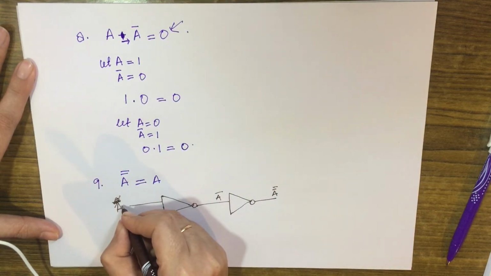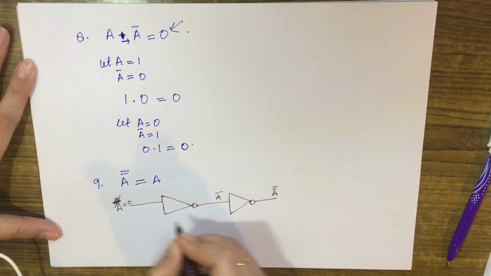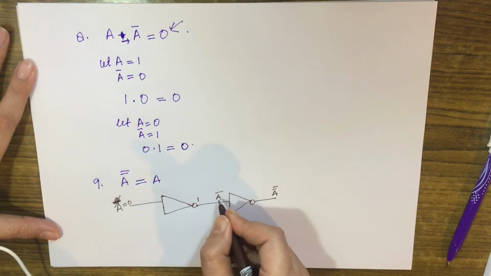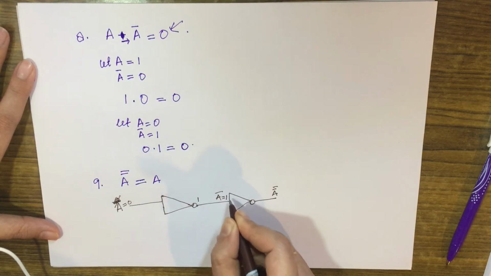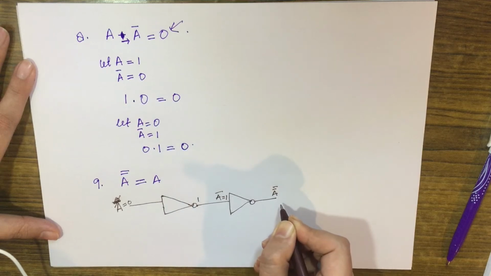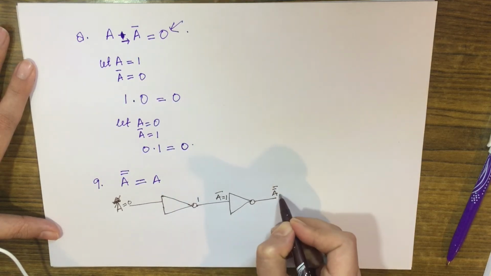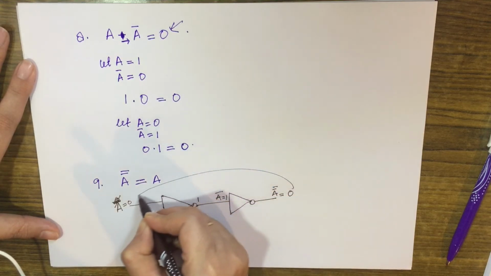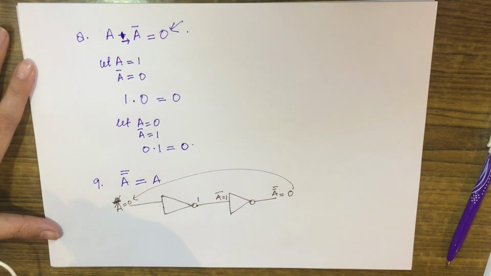Now suppose I am putting this a as 0. So the complement of a, the output here, will be equal to 1, right? That will be the a complement. Then again I will complement it, right? The complement of 1 will again be equal to 0, which is the actual a. So that's how we do it.